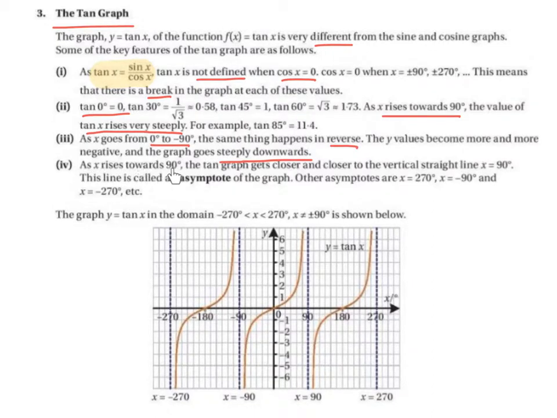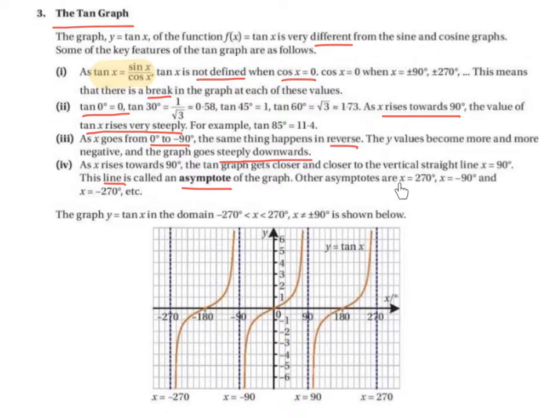As x rises towards 90 degrees, the tan graph gets closer and closer to the vertical straight line x equals 90. So this is the vertical straight line x is equal to 90. And as x gets closer to 90 degrees, the graph, which is drawn in orange, gets closer and closer to this dotted purple line. This line is called an asymptote of the graph. So an asymptote is an invisible line that the graph does not touch.